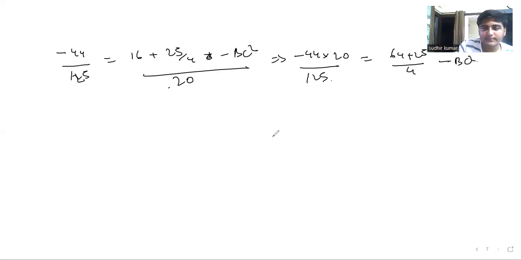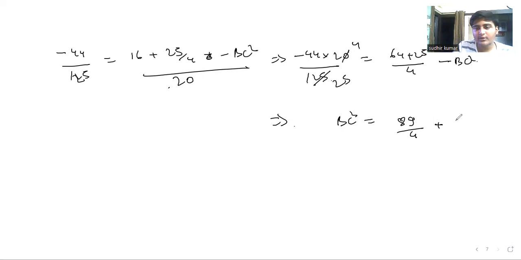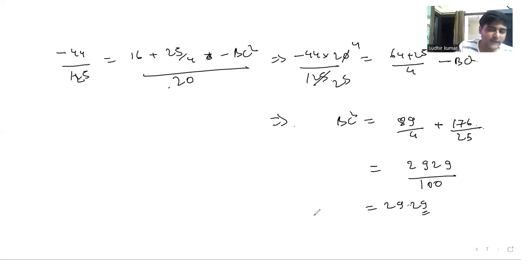minus BC square. This implies BC square is equal to 89 by 4 plus, it will be cut 4 times by 5 and it will be 25, so 44 into 4 is 176 upon 25. The value of BC square that we will get is 2929 upon 100, which is 29.29. And the question asked was, we have to find the nearest integer to BC square. And the nearest integer to BC square is 29.